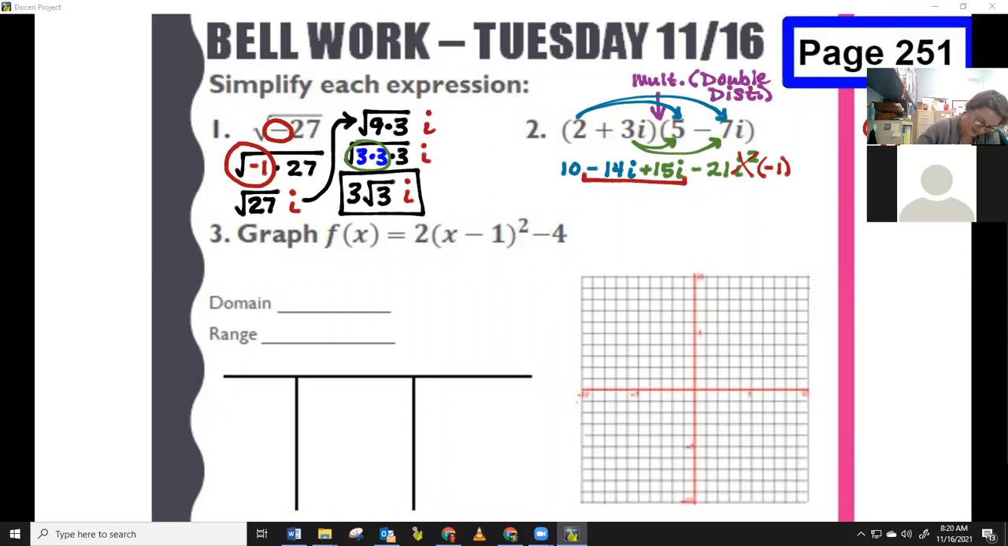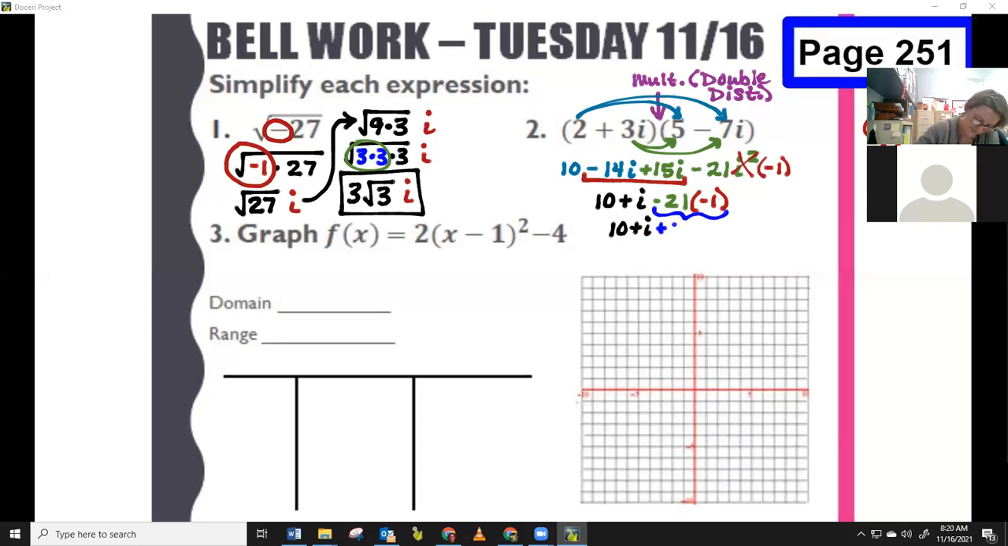All right, so I have 10. What do I get when I combine my like terms together? Positive 1i, so plus i, or you could do plus 1i, that would be totally fine. And then I have, you said, positive 21, yes, because I have negative 21 that's being multiplied to a negative 1 there. So when I do that, I get a positive 21.